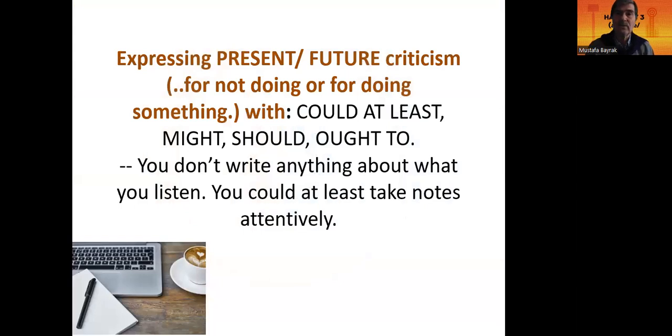Now, expressing present or future criticism for doing something or for not doing something. We are familiar with for doing something, but let's be familiar with for not doing something. With simple modals: could at least, might at least. Should itself gives a criticism. Should, as you know, is also a way of giving advice, but for criticism, ought to is also used.